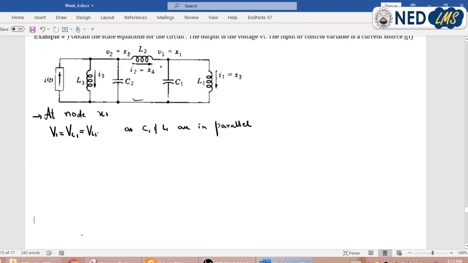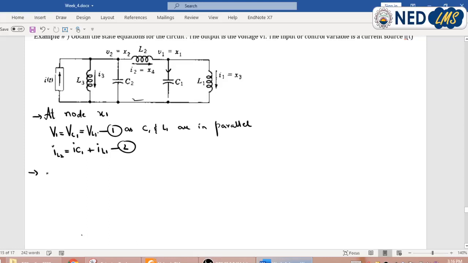Second thing is the node equation here, the current equation. This current is entering, this current of capacitor will leave, this current will leave. So I will write this equation using KCL: IL2 is equal to IC1 plus IL1. I will say this is my equation 1, this is my equation number 2.